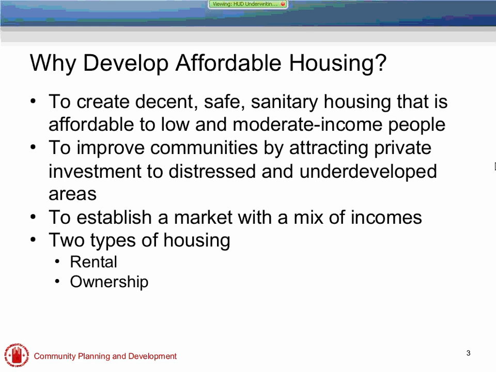And today we're going to talk about 2 types of housing. We're going to talk about both rental and ownership.